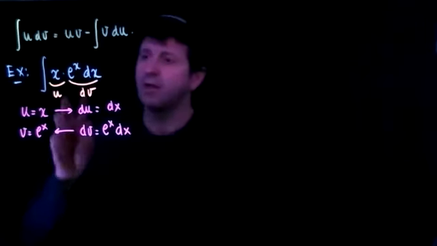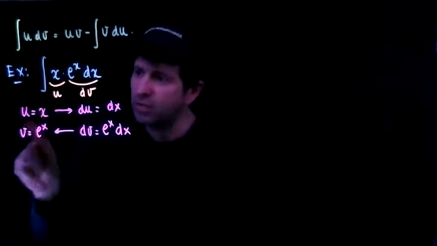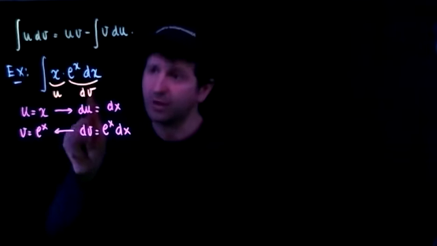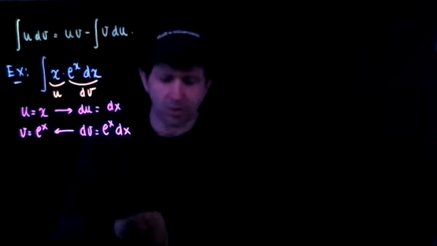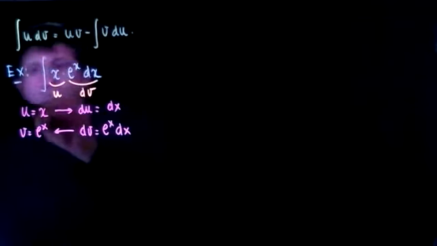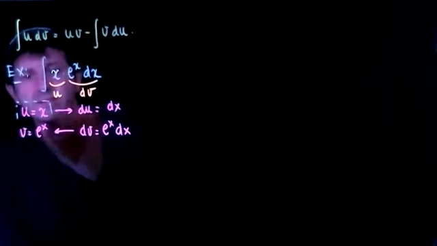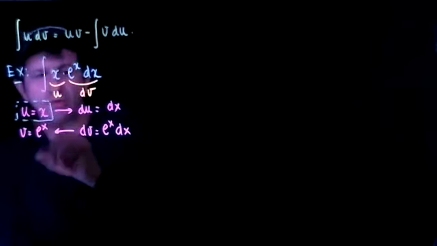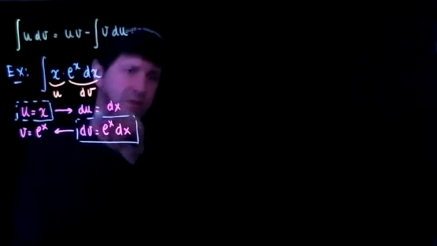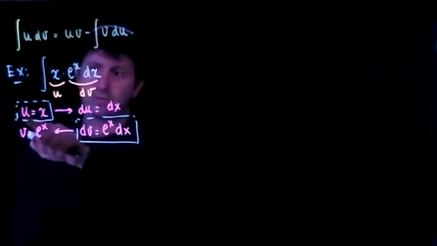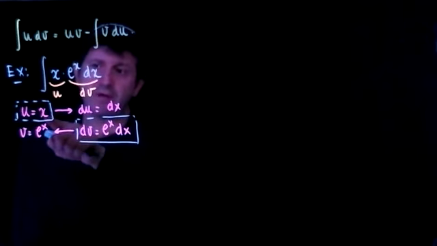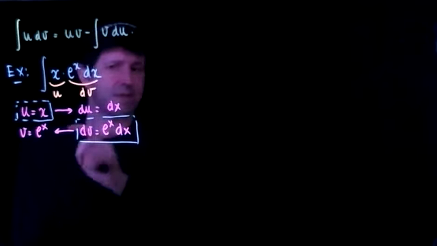Okay, so I decided that u is x, and therefore dv is e to the x dx. Okay, so I found these two. This I set up like this. This is u, this is dv. Now from u, I'm going to find what du is by doing the derivative, right? As usual, du, the derivative of x is just 1 dx. That's okay.